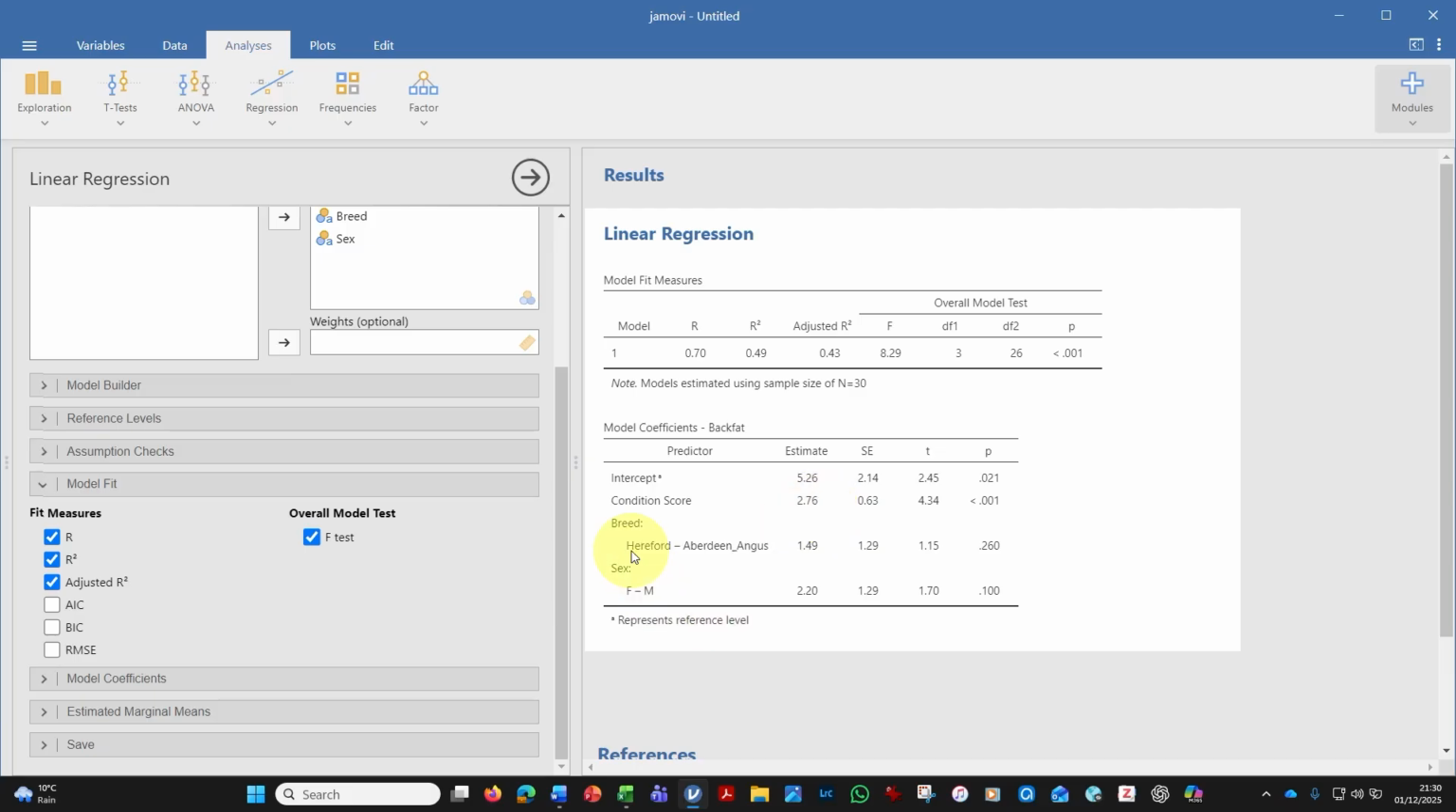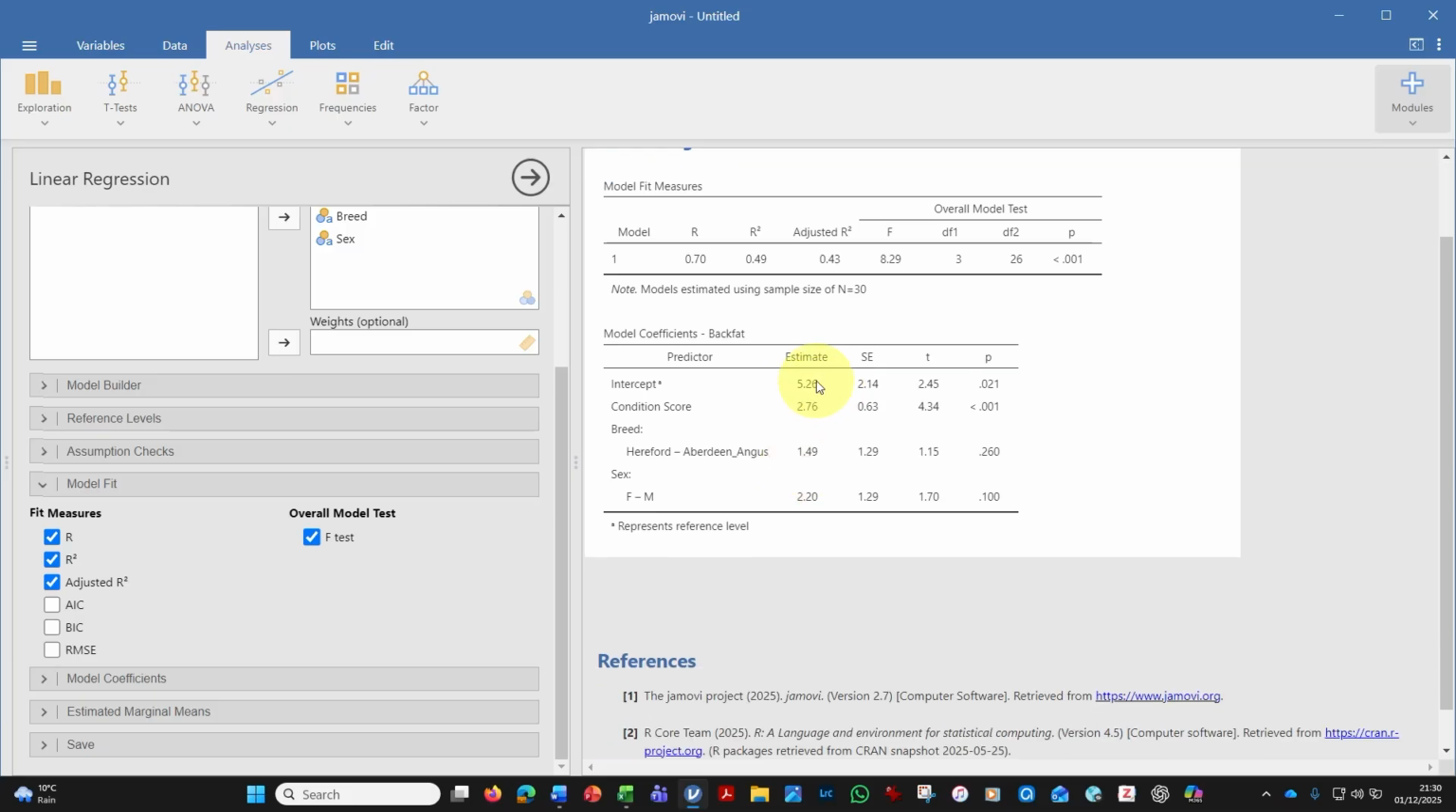And here with the breed, Aberdeen Angus is our reference and Hereford is our category. So Aberdeen Angus, you give that a score of 0. That's actually taken care of within this constant or within this intercept value here. But the Hereford, for a Hereford animal, we would add 1.49 to our predicted back fat measure.